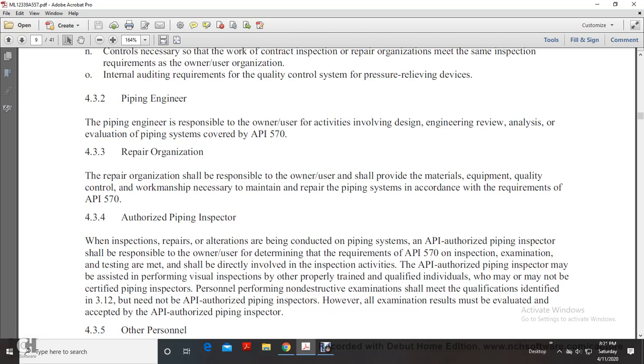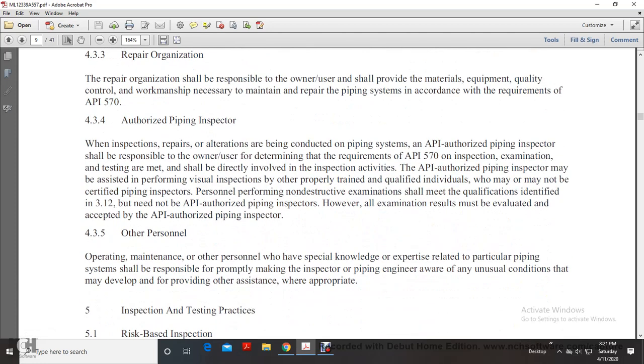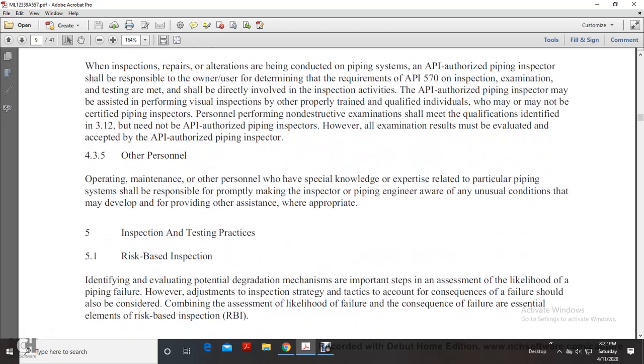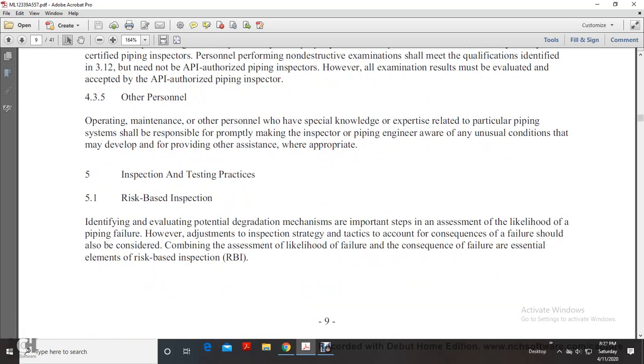Personnel performing non-destructive examination shall meet the qualifications identified in 3.1.2, and need not be an API authorized pipe inspector. However, all examination results must be evaluated by an API authorized pipe inspector. 4.3.5 Other personnel: operating, maintenance, and other personnel who have special knowledge related to a particular piping system shall be responsible for promptly making the inspector or piping engineer aware of any unusual conditions that may develop, provided with other appropriate assistance.